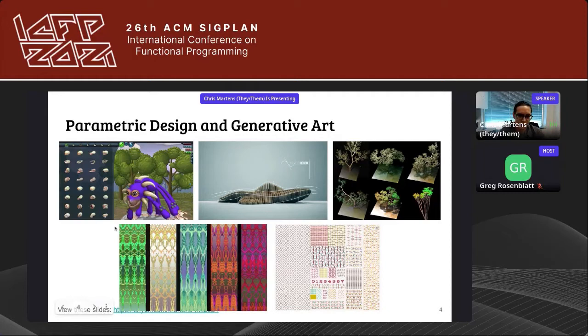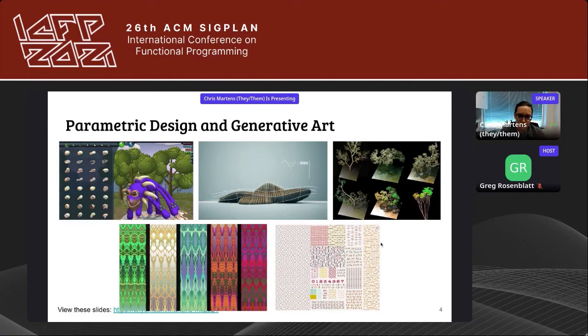Similarly, in the arts, people have been using very similar techniques to those found in procedural content generation to do things like generating furniture or rug patterns or jewelry, sometimes just for the novelty of it. And people will sell these items or show them at exhibits, but sometimes for very practical purposes. Like you may need some modular design for your architecture in order to get a 3D model that's going to work in a variety of different contexts.